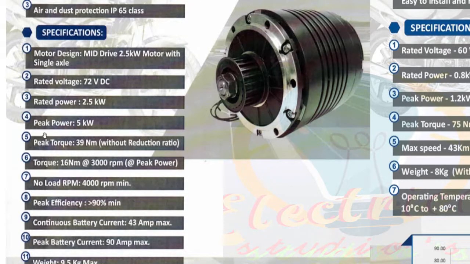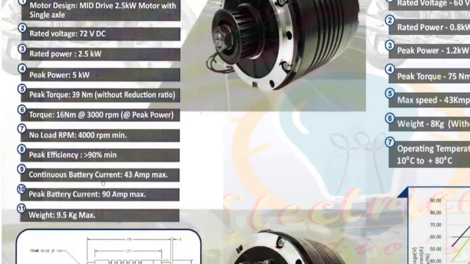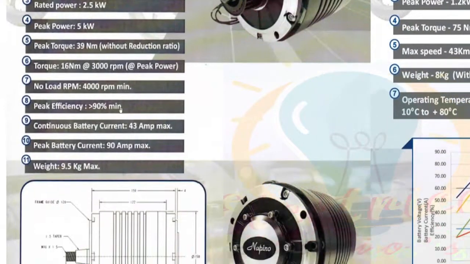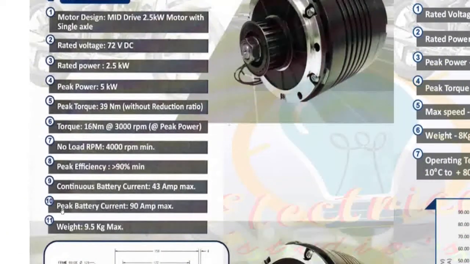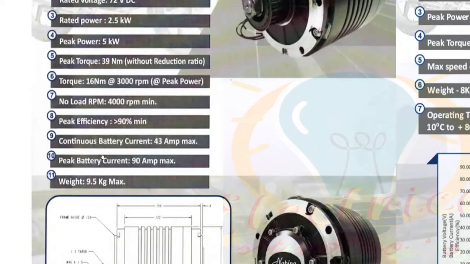and the torque at the peak power. So what will be the torque and what will be the RPM of the motor, and what is the peak efficiency of the motor, and what is the battery current it will consume continuously and during peak. So what is the difference, guys? What is the difference between continuous current and the peak battery current, where it is consumed?